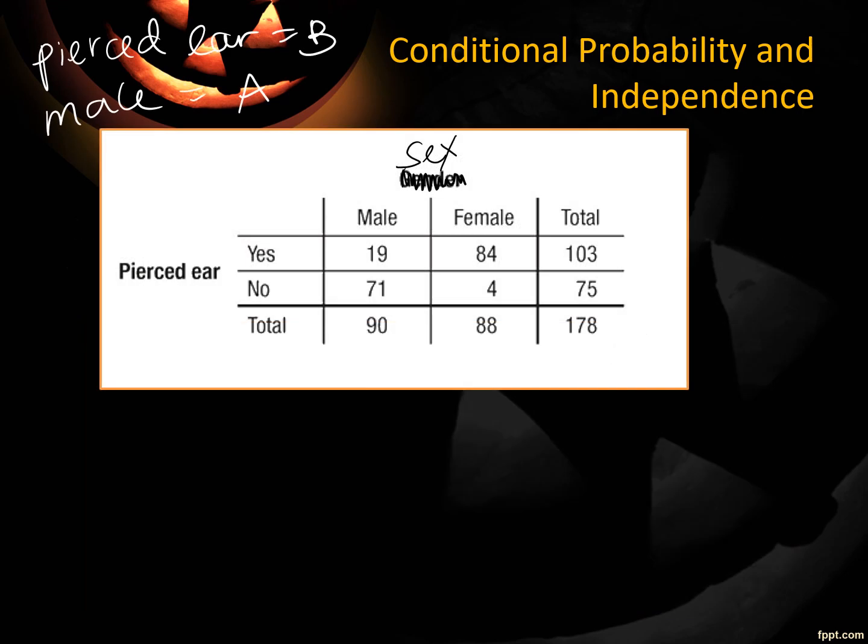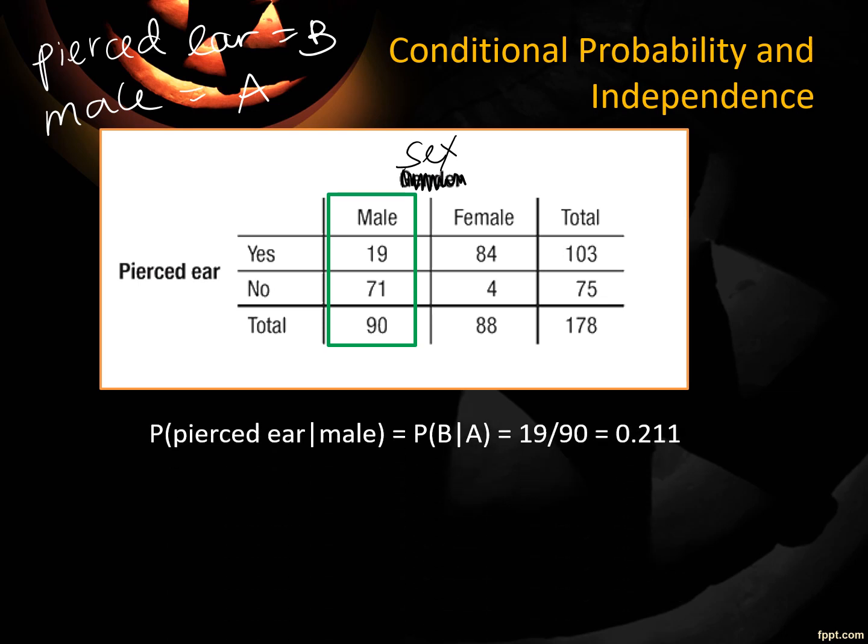So I defined pierced ears as event B and male as event A. With that terminology, I looked first at given male. So I ignored everything but the males for a second, and I found the probability of pierced ear given male, so B given A. I looked at it and saw that's 19 out of 90, so that's a 0.211 probability. Okay, let's compare that to the probability of just pierced ears.